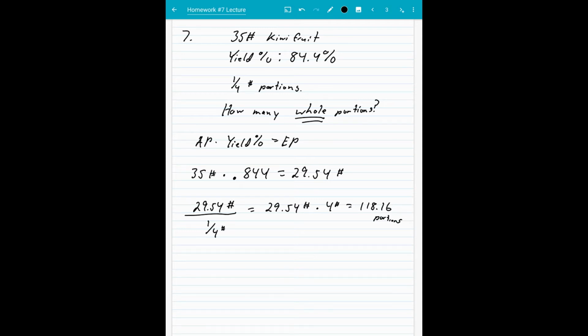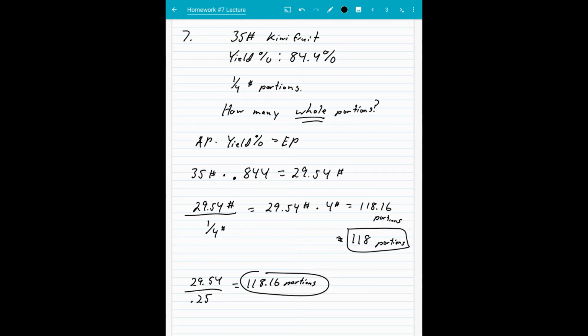Now it asks for whole portions. So whole portions, we'd have to round down to 118 portions. And that would be our final answer. So what we do is we take what we have to find the EP of it, take that and divide it into our 1/4 pound portions. Now, if dividing by 1/4 is a little confusing, remember you can divide by 0.25 instead. 0.25 is the decimal equivalent of 1/4, and you end up getting the same exact answer. So that one, we take what we know and what we want, and we want to figure out what we have to get in the end.